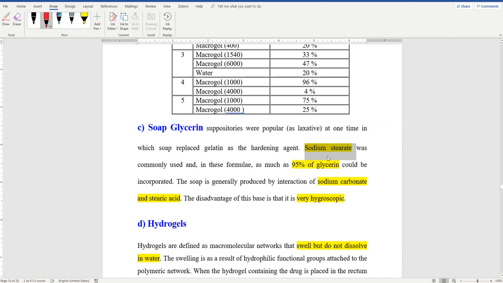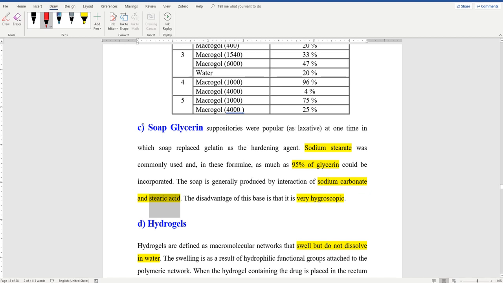So this sodium stearate, which is the soap, comes from where? From the interaction of sodium carbonate with stearic acid in a very similar way to preparing soap. Okay, so we prepare sodium stearate from the interaction between sodium carbonate and stearic acid, and then we add glycerine and allow it to solidify as it cools down. Okay.